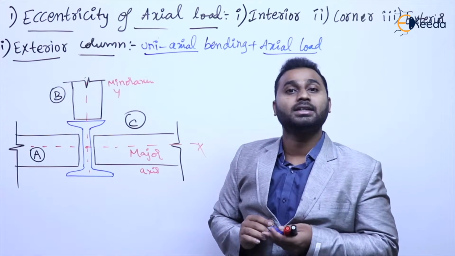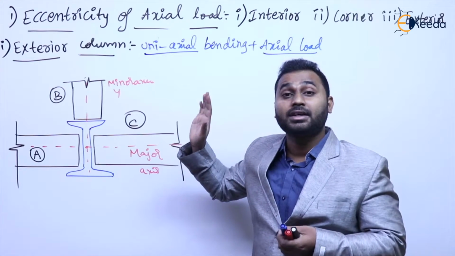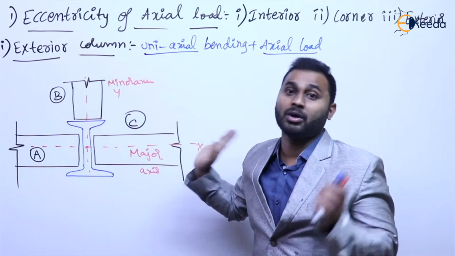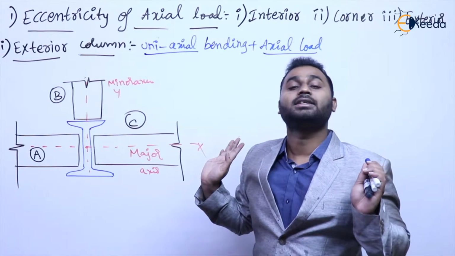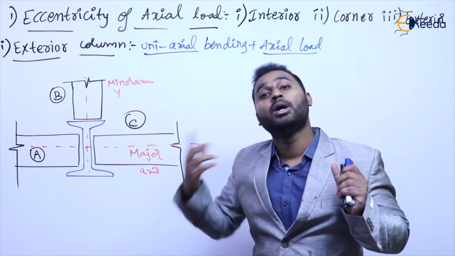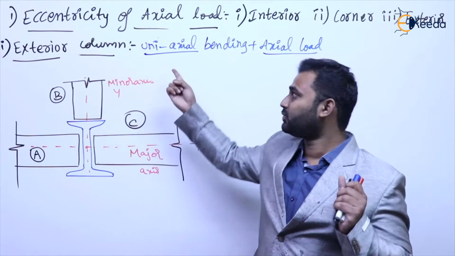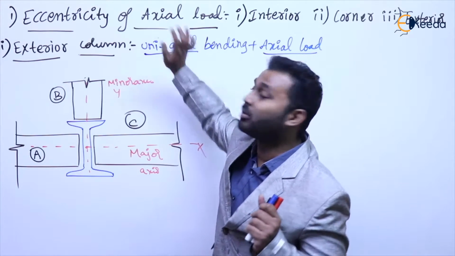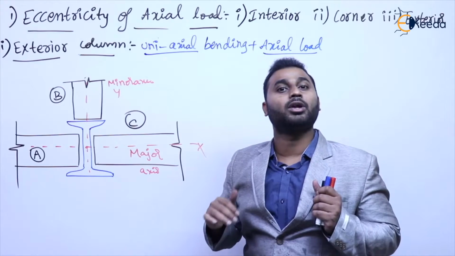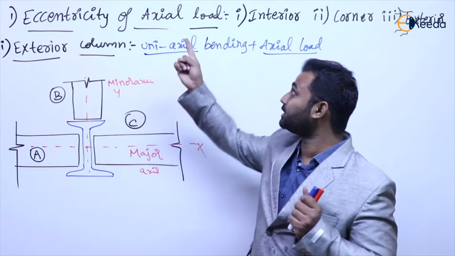Now these are the cases, or this is how the eccentricity of the axial load will come onto the column. Okay, this is how the eccentricity of the axial load will produce moment onto the column. With this we have completed the first reason for the moment onto the columns, that is eccentricity of the axial load.